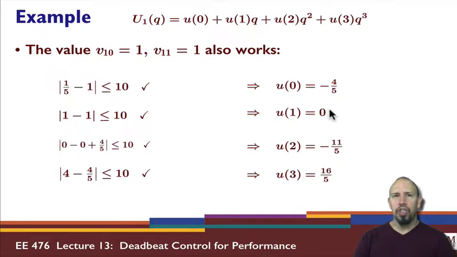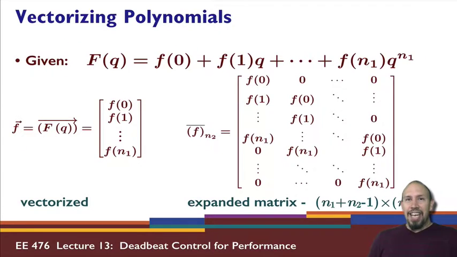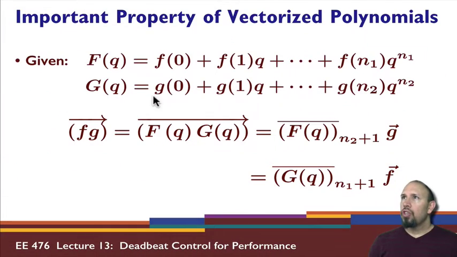And so in order to generalize it, we're going to need tools to work with that will allow us to look at it in the general case. Now, the main reason we use these guys is because these things allow us to transform polynomial problems into matrix problems. So here's an important property for vectorized polynomials. So suppose I have two polynomials, f and g. So that corresponds to these two polynomials.